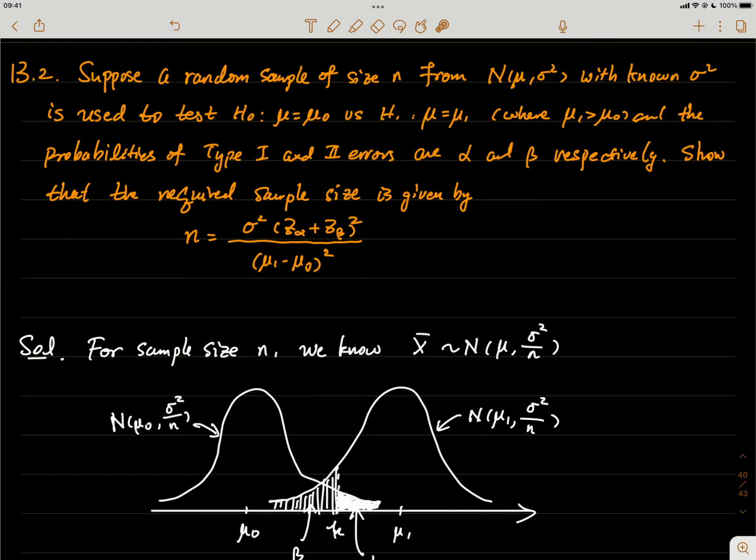And then if we ask the probabilities of the type 1 and type 2 errors to be alpha and beta, respectively, then we need to show that the required sample size needs to be as large.